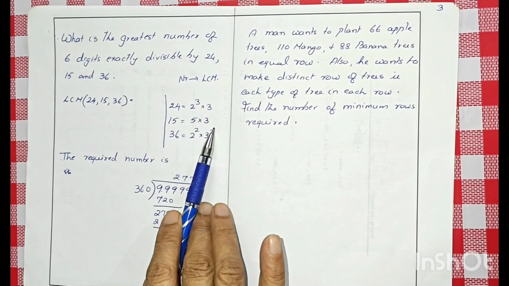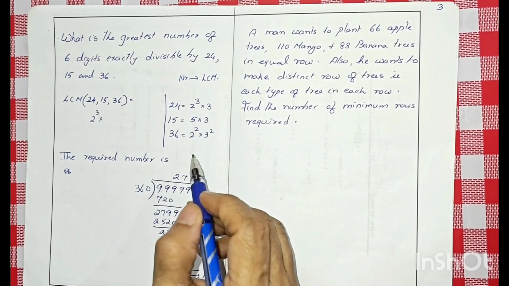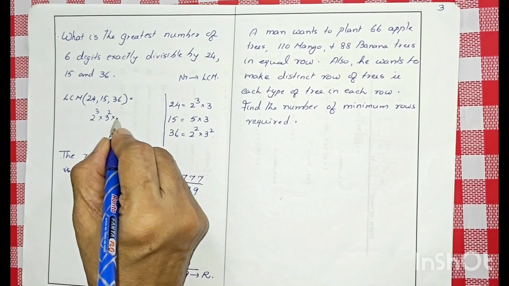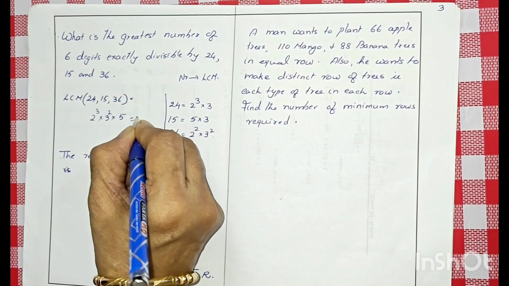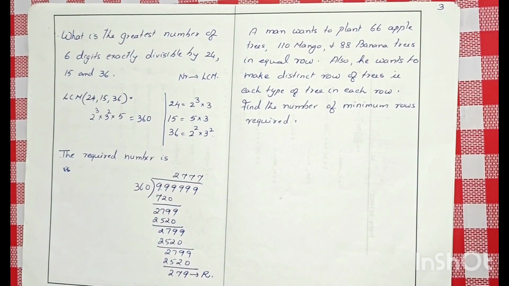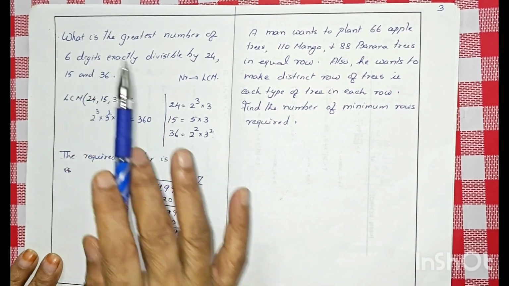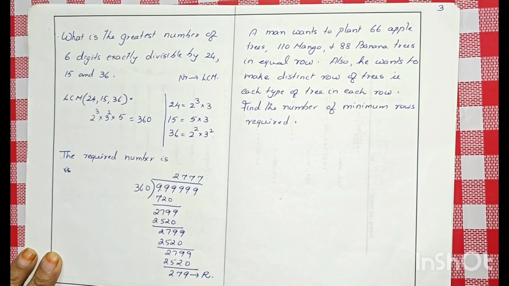I have done the prime factorization here. So LCM will be equal to 2 cube into 3 square, into any other factor? Yes, 5 is there. So 2 cube, 3 squared and 5. This is equal to 360, the LCM. Now they have asked what is the greatest number of 6 digits. So 360 is the least common multiple, but we need a 6-digit number. So you have to keep on multiplying 360 into 2, 360 into 3, 360 into 4. That is a cumbersome process. So we will do a different method.